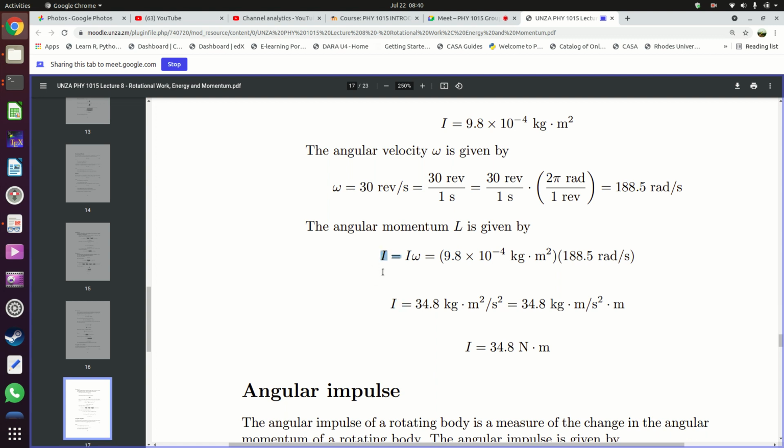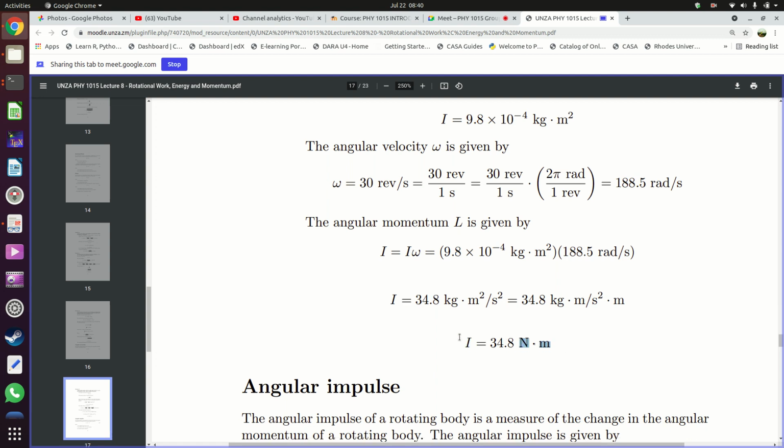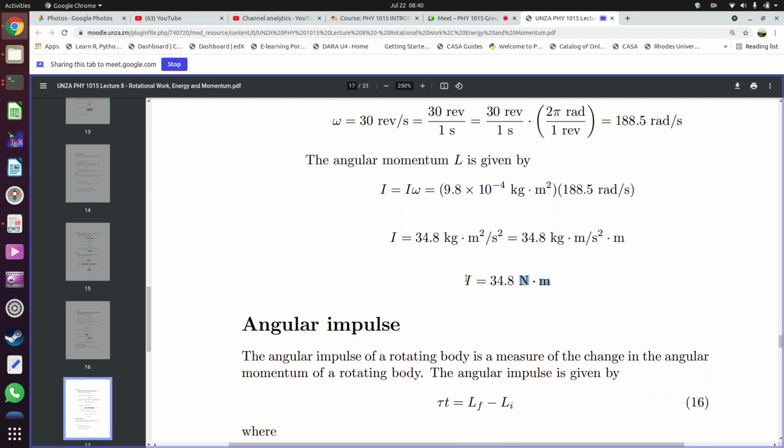This I here, which is appearing as I, is supposed to be your angular momentum, L. So you end up having this. So your angular momentum is 34.8 Newton meter. Like that. So make a correction in your notes there. Are we clear how you work out angular momentum?